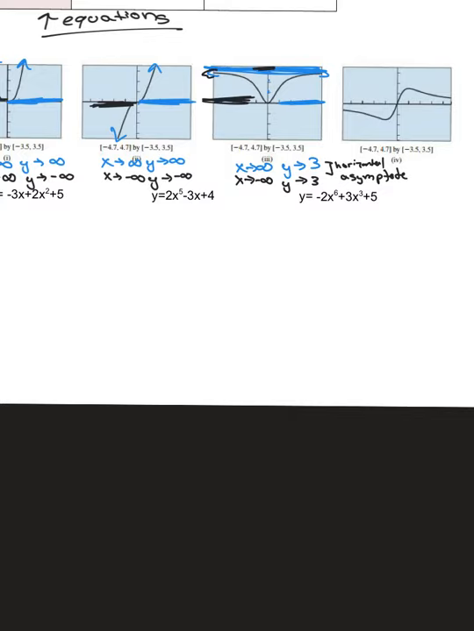Okay, so the last one has the same thing going on. If you look at this, my graph does not cross 2 or negative 2. All right, and then if you really look closely, where do you think this graph, as it goes down, is approaching? What is that one approaching?